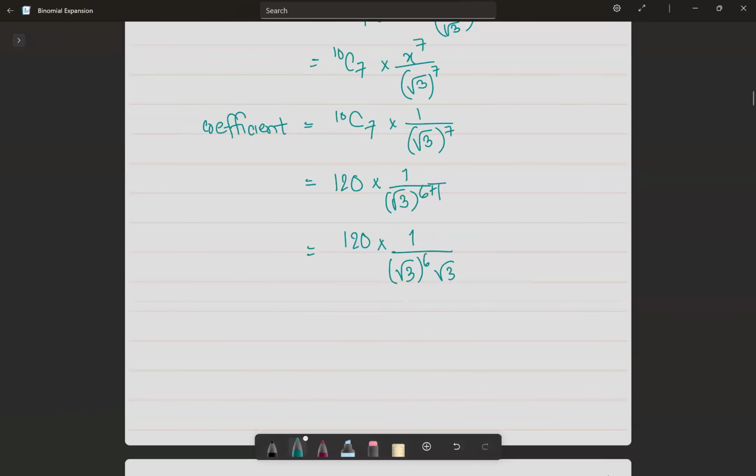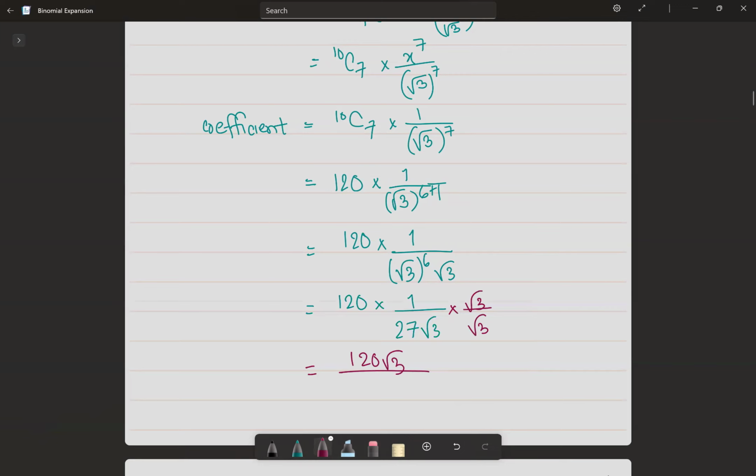So root 3 to the power of 6 is going to give you 27. So we get 120 into 1 by 27 root 3. Now you know how to rationalize this root 3. To rationalize this root 3, you can multiply the numerator and the denominator with root 3. So you are going to get 120 into 1 into root 3, which is 120 root 3. And in the denominator, you will have 27 into root 3 squared.